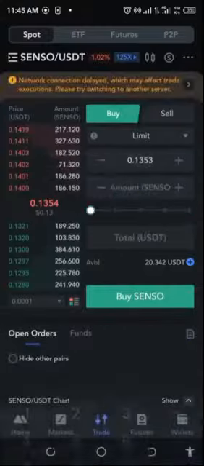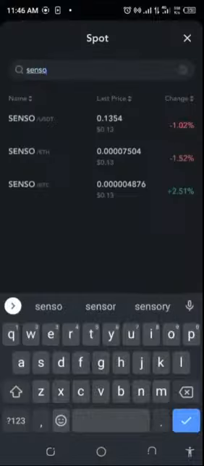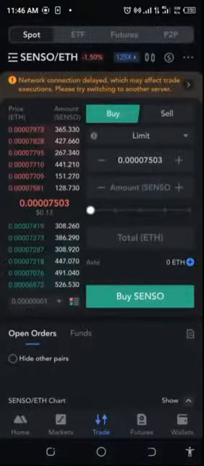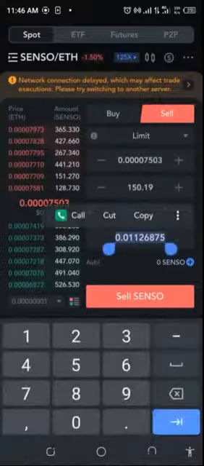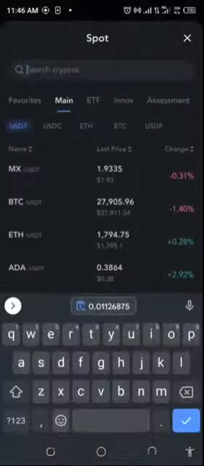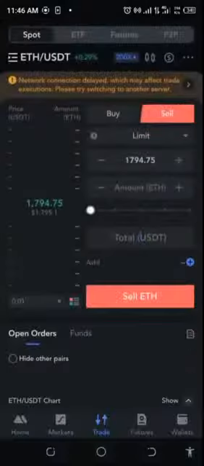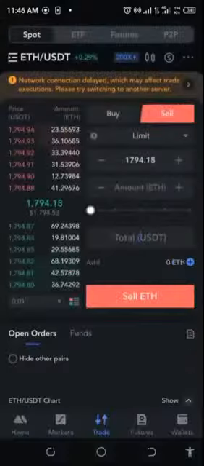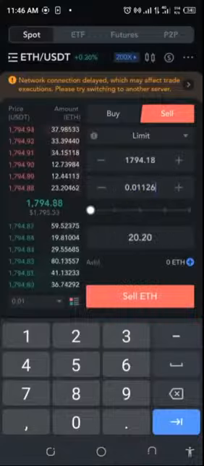Okay, so let me try and copy this, cut that, and then go to Senso ETH. Senso ETH is supposed to give us what? Okay, so we're supposed to sell to Senso ETH. Let's just try this out. Then we'll copy that out and go and check it. And then we'll sell ETH to USDT. So let's see how that will go. ETH to USDT. Let's see whether this is going to work. Never going to work.